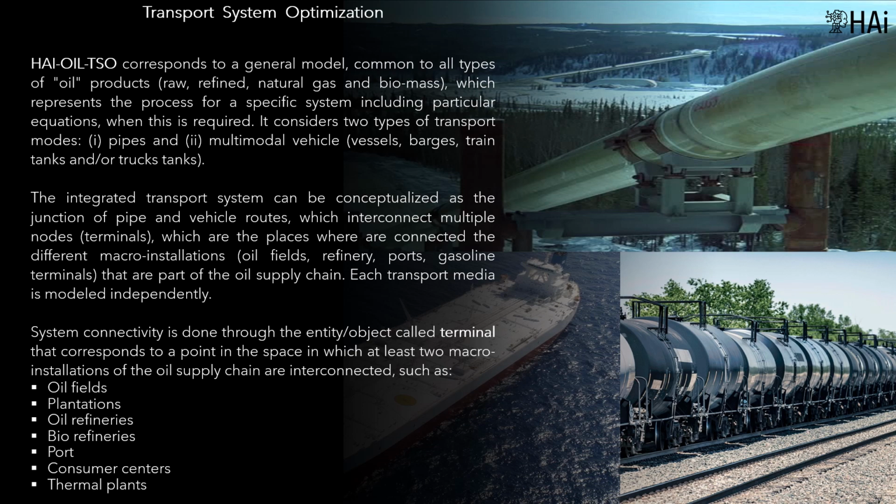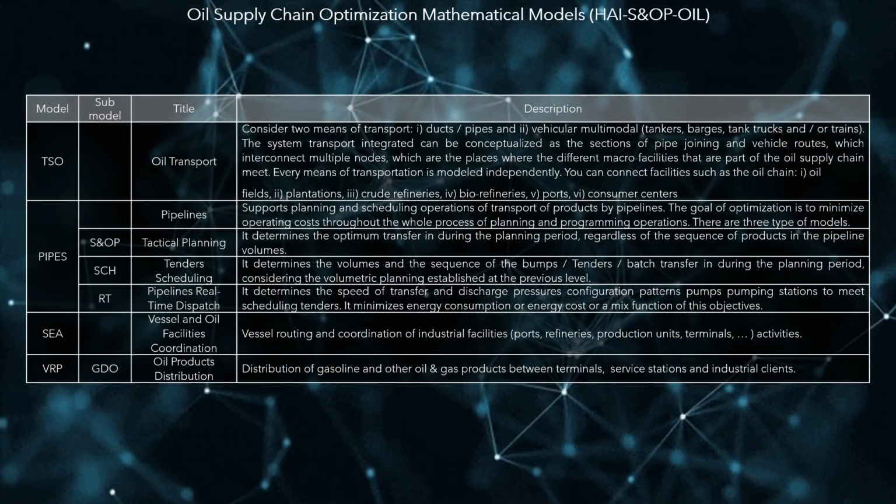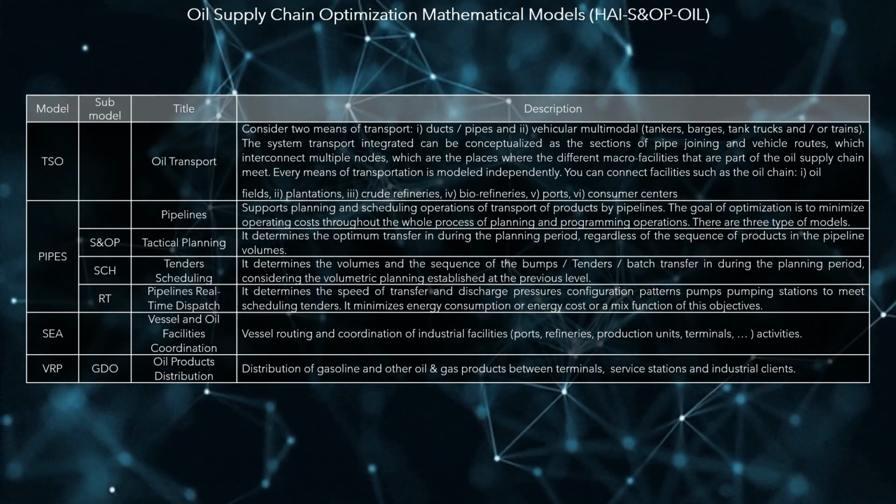The integrated transport system can be conceptualized as the junction of pipe and vehicle routes, which interconnect multiple terminals, which are the places where the different installations are connected. Each transport media is modeled independently. System connectivity is done through the terminal, a node, that corresponds to a point in space in which at least two installations are interconnected, such as oil fields, plantations, oil refineries, biorefineries, ports, consumer centers, and thermal plants. The table presents a summary of the mathematical models developed by HI for oil and gas transport optimization.